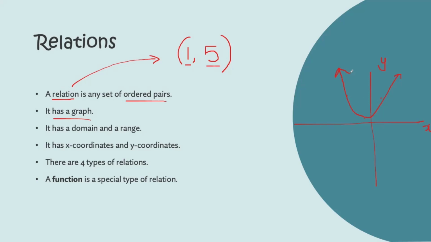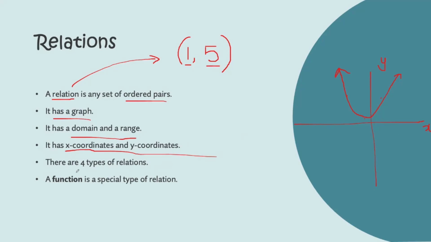As we've discussed in previous videos, every relation also has a domain and a range. Domain is basically where across the horizontal axis our graph or coordinates lie, and the range is where across the y-axis our coordinates lie. It has x and y coordinates as we mentioned before.